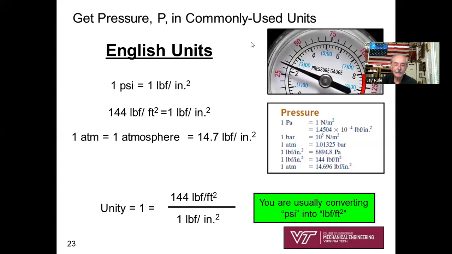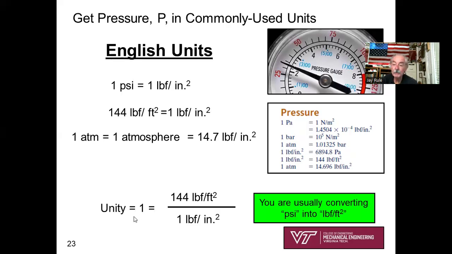Okay, so pressure in English units, 1 psi, that's 1 pound force per square inch. We've covered this. 1 atmosphere is 14.7 pounds force per square inch. Let's see, it's got to be in here somewhere. There it is. There's the bottom one.